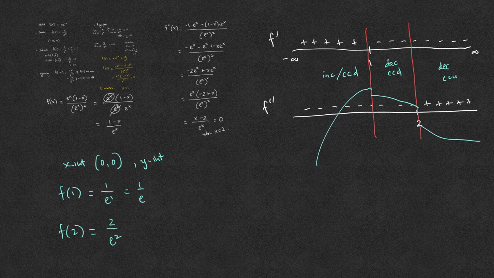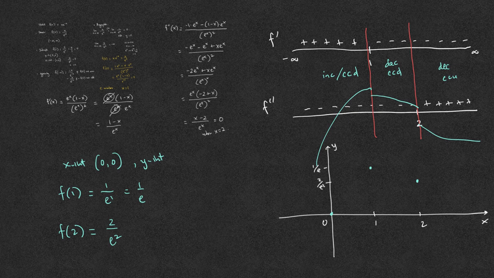We then combine these cut points in the xy axis. Remember that the first cut point is 1, not 0. At x equals 0, y equals 0. At x equals 1, y is 1 over e. And when x equals 2, y is 2 over e squared. The graph has to go through these points.